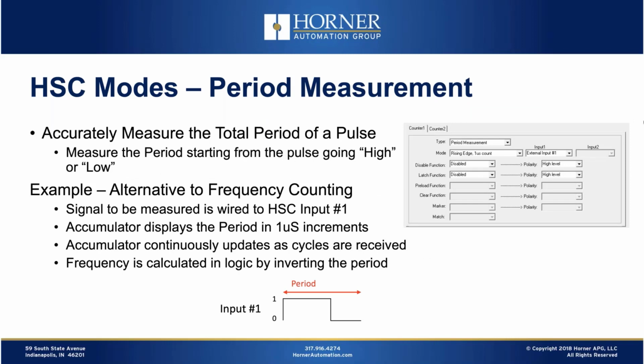A very similar approach, but a slightly different mode, is called measuring the total period of a pulse. So this time, instead of just measuring when the pulse is on or off, we're going to measure the entire on-off cycle, or the period of the signal. But it's very similar otherwise. We set it for period measurement. In this case, we're going to start measuring the period from the rising edge. We could decide to start measuring the period from the falling edge, or the trailing edge, but in this case, I've configured it to measure starting from the rising edge.